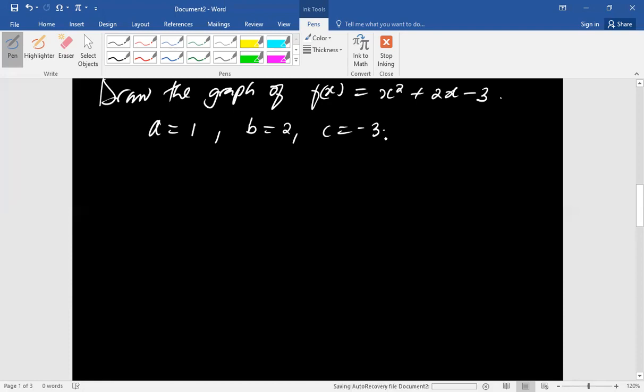So the first thing that we are going to do here is to find the turning point. So what's the turning point? Where does this graph turn?